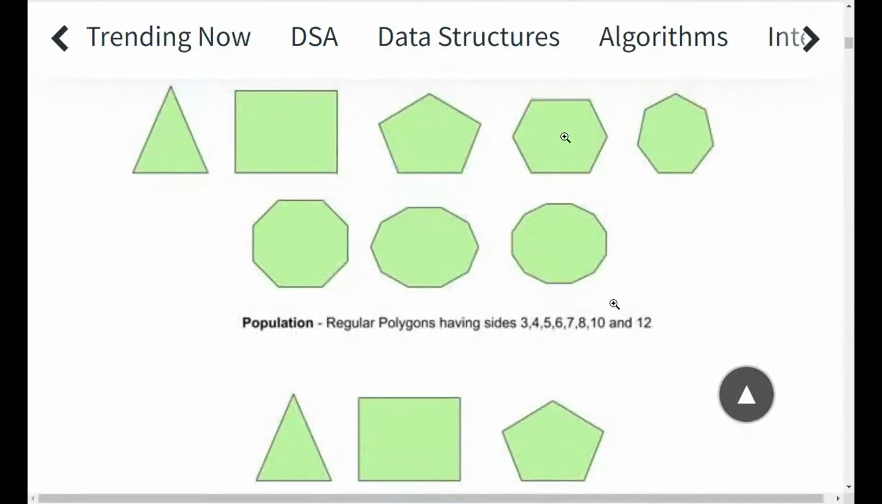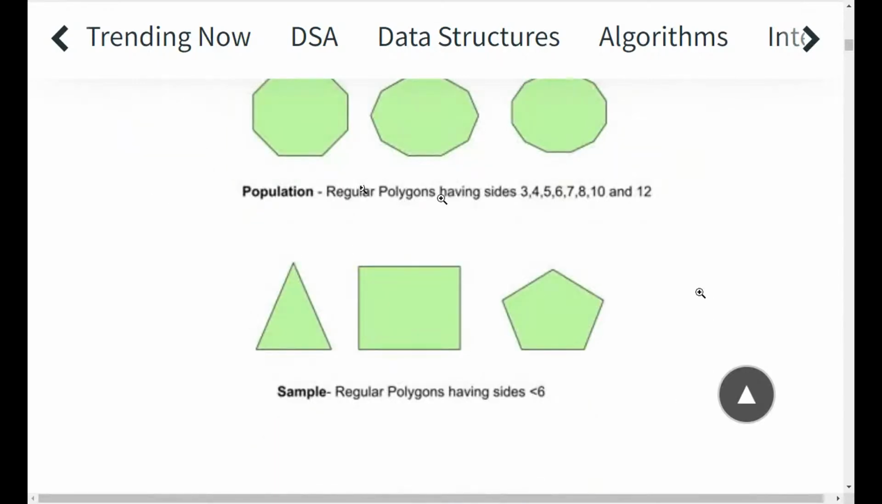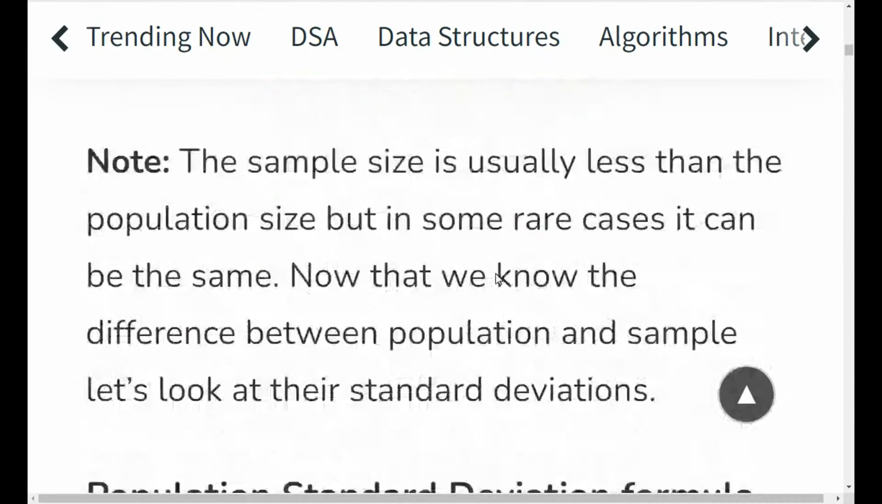There are a lot of symbols and figures, so we are just picking a few of them. We just pick three: triangle, square, and pentagon, from regular polygons having 3, 4, 5, 6, 7, 8, 10, 12 sides. The sample size is usually less than the population size. Do you agree? It is the same concept of superset and subset. But in some rare cases, it can be the same size. Maximum it is the same size.